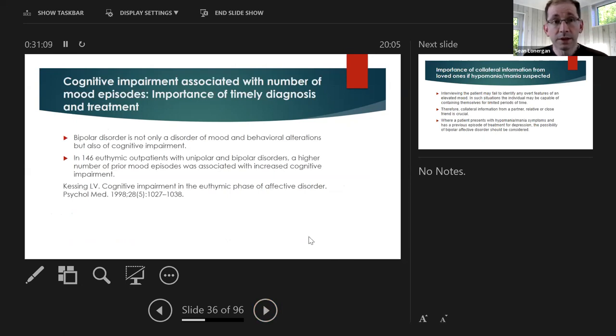Bipolar disorder is not only a disorder of mood and behavioral alterations, it's also perhaps one that can impact cognitive functioning and impairment. In 146 euthymic outpatients with unipolar and bipolar disorders, a higher number of prior mood episodes was associated with increased cognitive impairment. So early intervention is by far the better outcome.